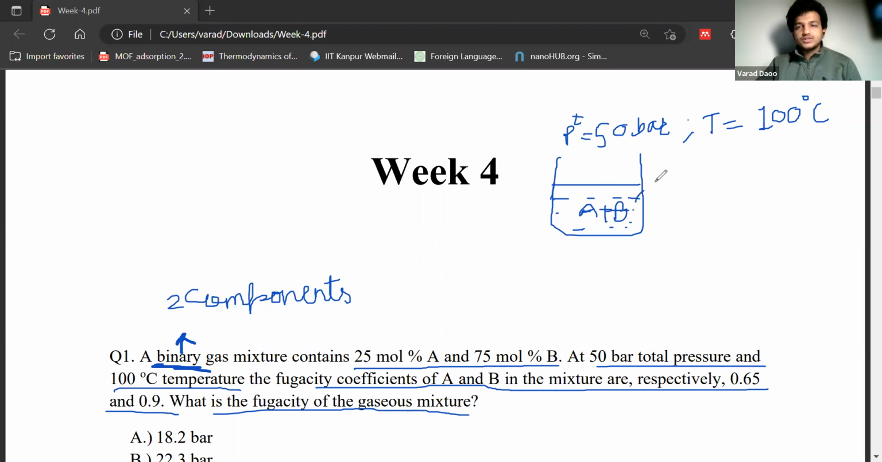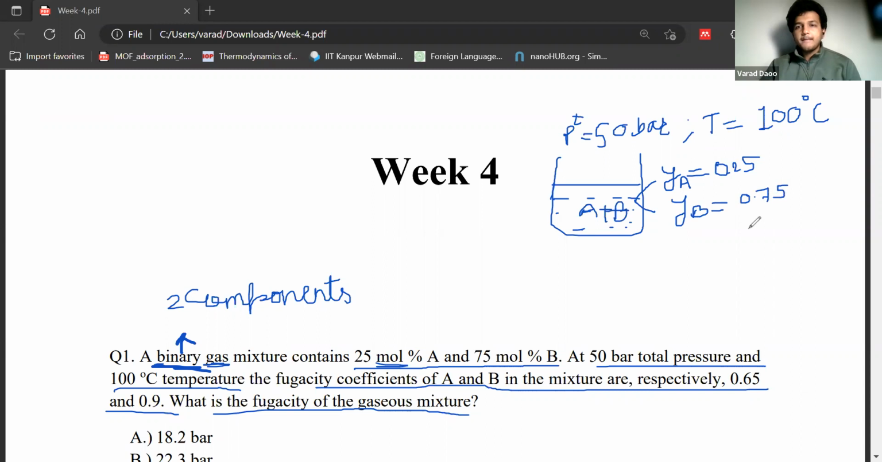Okay, and the mole fractions. Remember, these are the mole fractions and not the mass fractions. So it's a gaseous mixture, that means yA and yB are given. Conventionally we use y for gas phase mole fraction, whereas we use x for liquid phase mole fraction. As it has been mentioned that it's a gas, the mole fractions are vapor phase mole fractions. So yA is given as 0.25 and yB is given as 0.75.